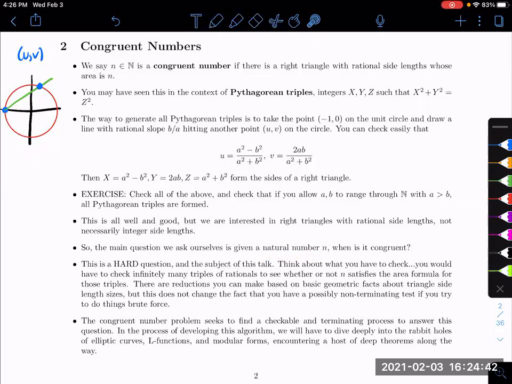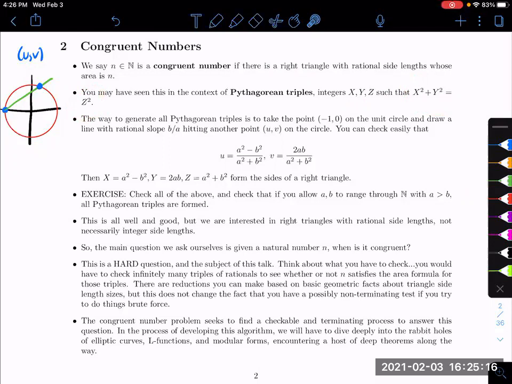Now, if I asked you to do that right now, you'd say, there's no way this is checkable. Sure, there might be restrictions on the rational numbers that I'm checking, but certainly I have to check infinitely many triples of rationals x, y, z. I've got to make sure they constitute a right triangle. And then on top of that, I've got to make sure that their area is n. Certainly, this cannot possibly be a checkable process. And if it is, there's no way it terminates in any reasonable amount of time.